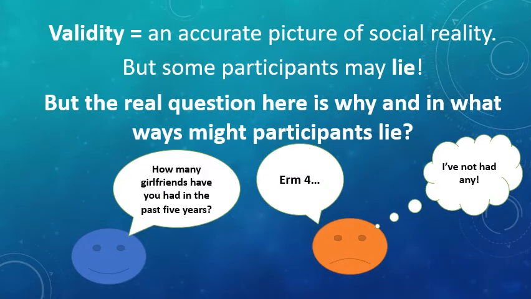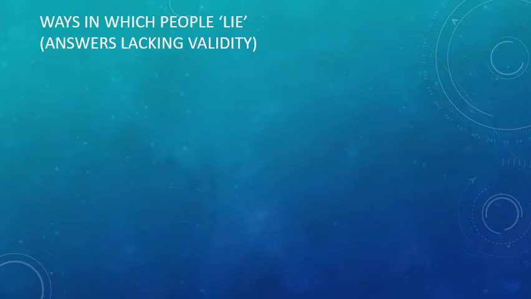So an answer is valid if it presents an accurate picture of social reality, but of course that means that you may face situations where participants lie, they are not truthful. That will get you a D, a D grade. We need to think much more in depth about reasons why or ways in which participants might lie. So this is quite important, and this is definitely worth a note in that box. So, some reasons or possible explanations why people might not be completely truthful with you.